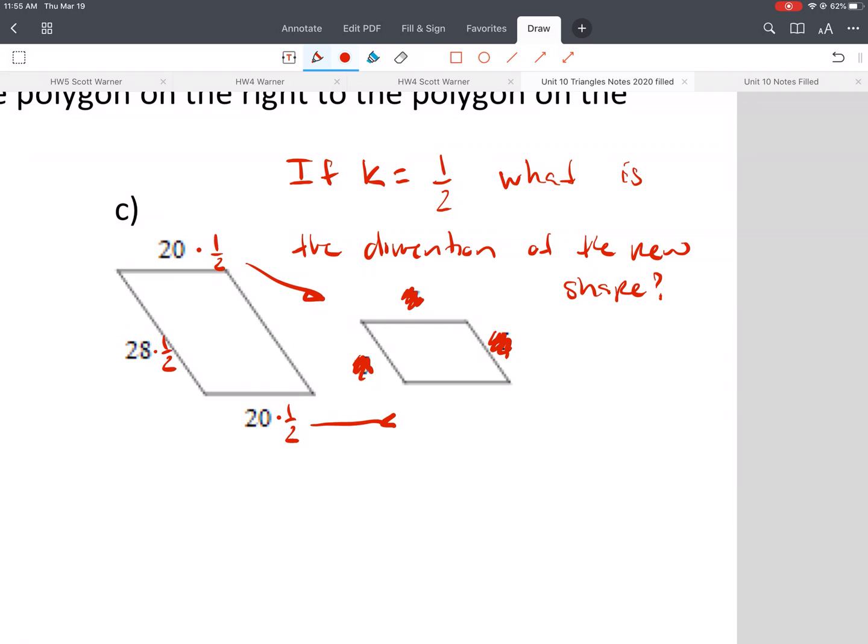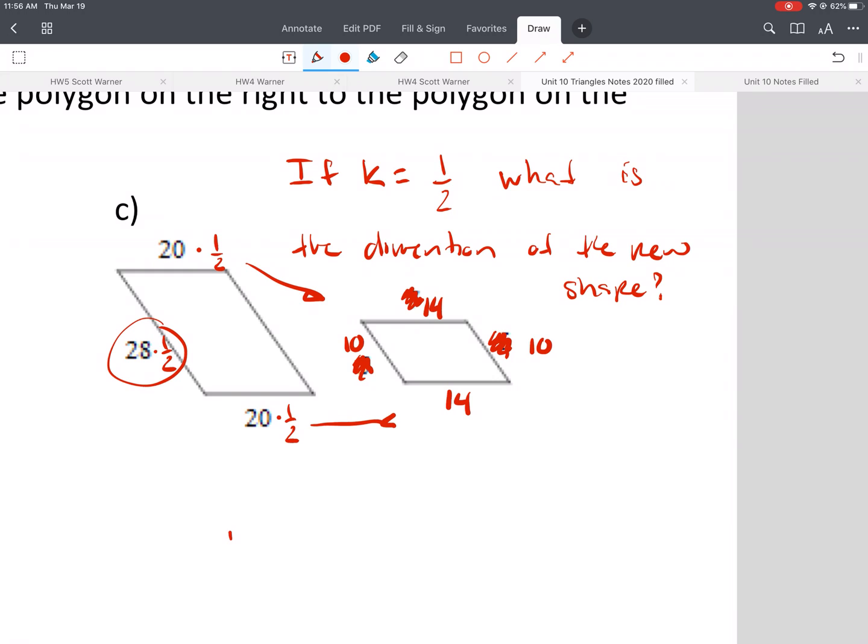So here we have our long side, and we multiply that by 1/2. So 28 times 0.5, or 1/2, gives you 14. So we have 14, so it would also be 14. And then 1/2 of 20 would give us 10. Okay, so that's how you use the scale factor. You just multiply the sides by the scale factor to give us our new shape or image.